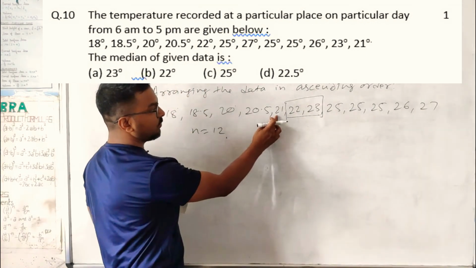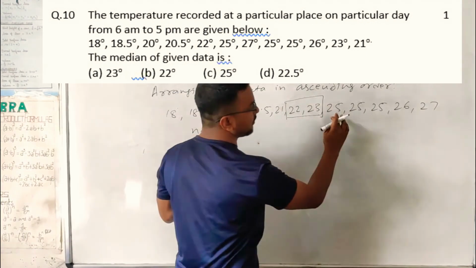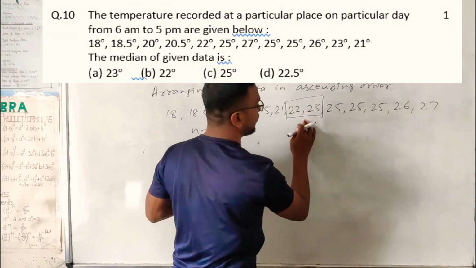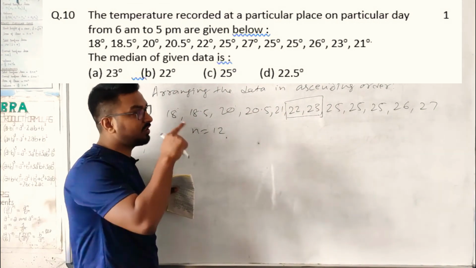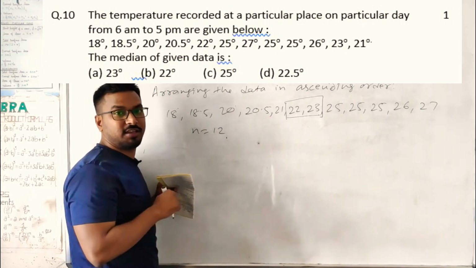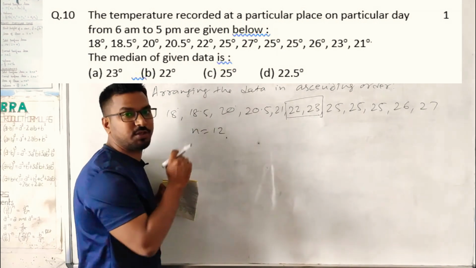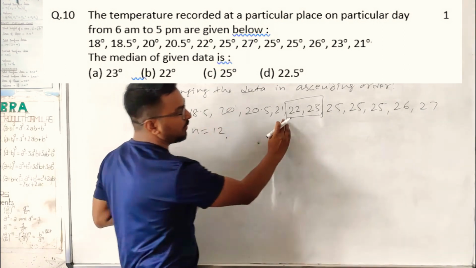On the left hand side you see 1, 2, 3, 4, 5. On the right hand side also you see 1, 2, 3, 4, 5. So there will be two middle terms. Without using the formula, how to find the median? This is the trick. You just arrange them in ascending order, then you just pick the middle two terms.